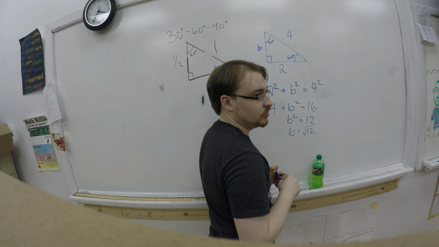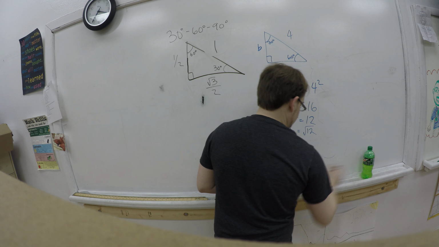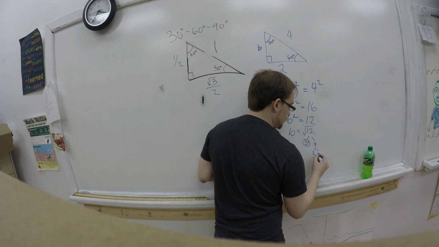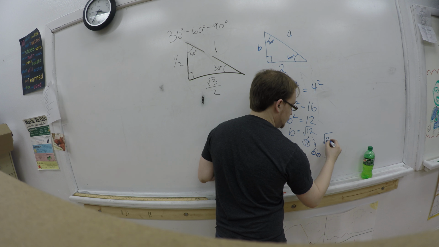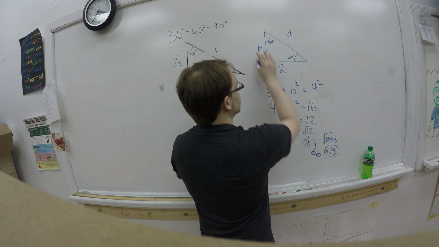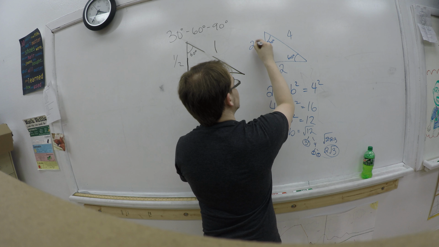Is that in simplest form? Root 12. Let's check. Break it down. 3 and 4, right? 3 is good, 4 isn't. 2 and 2. Put them all in jail. One's going to get out. So this guy is 2 root 3.